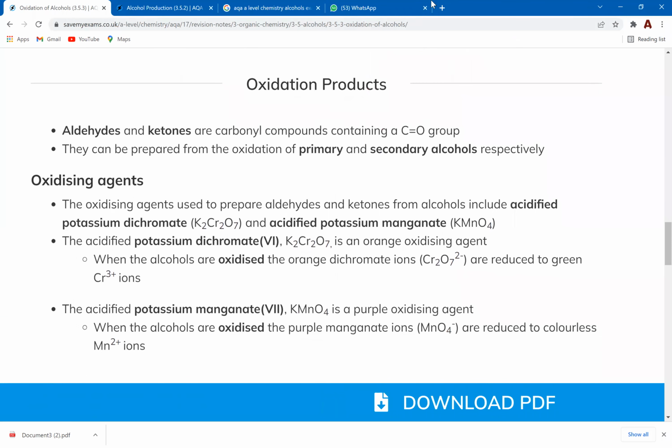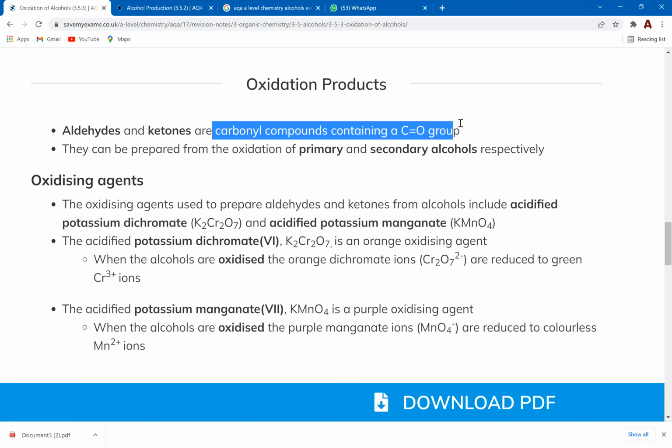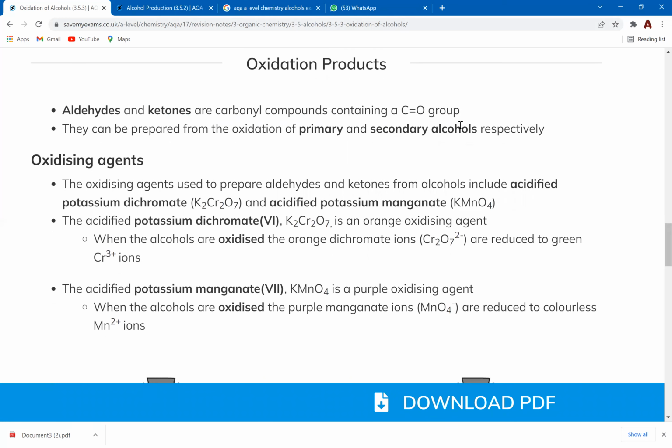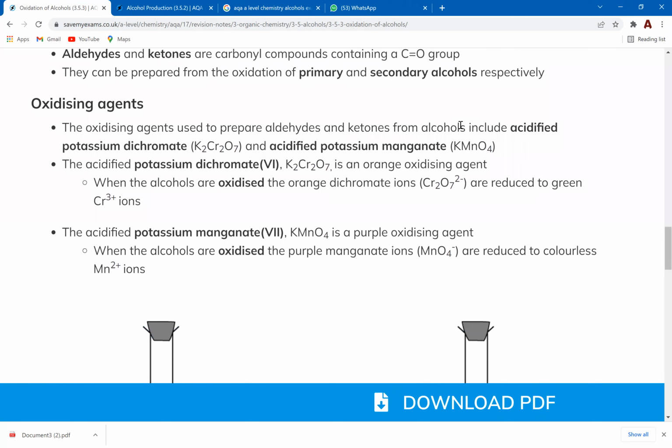So aldehydes and ketones are together known as carbonyl compounds. And both of these compounds, they have this carbon to oxygen double bond. This is the identification. But the difference is that an aldehyde can be oxidized to a carboxylic acid, a ketone cannot be oxidized. And they can be prepared through this oxidation of primary and secondary alcohols.